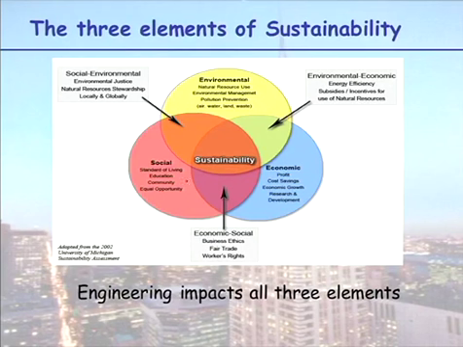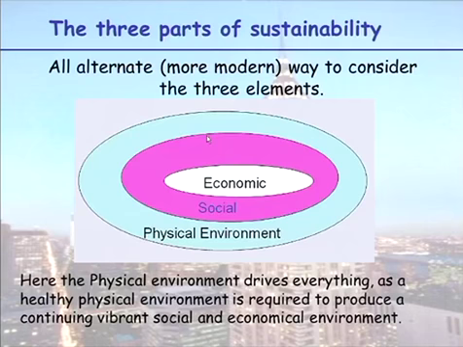So one way of looking at it is to have these 3 Venn diagrams, and the part in the middle is considered to be the sustainable part. Another way of looking at sustainability, an alternative, more modern, fresh approach, is to consider the 3 elements where the outside circle is the physical environment. In this case, it's the physical environment that drives everything, as a healthy physical environment is required to produce a continually vibrant social and economic environment.